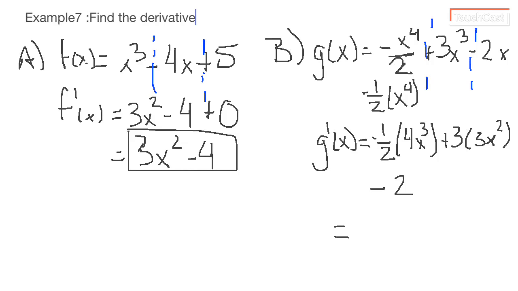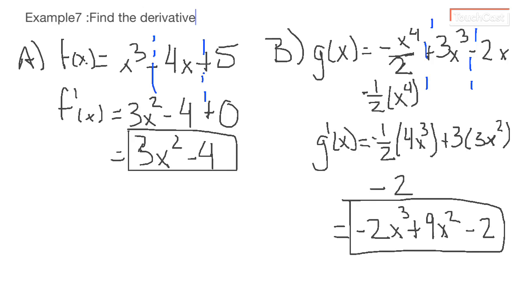So we're almost done. We're going to clean this up a bit. We're going to go negative 1/2 times 4. That's going to give us negative 2x cubed. And then we're going to go 3 times 3x squared. That's going to give us a plus 9x squared. And then we just have this minus 2 we have to put at the end. So the derivative of negative x to the 4th over 2 plus 3x to the 3rd minus 2x is just negative 2x to the 3 plus 9x to the 2 minus 2.